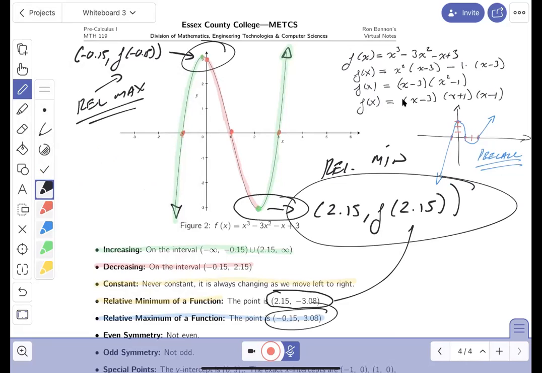What do I mean by that? It's on an open interval, and that point's bigger than all other points in an open interval. Are there other points bigger than that one? There are, but we're just looking at an open interval to see that.